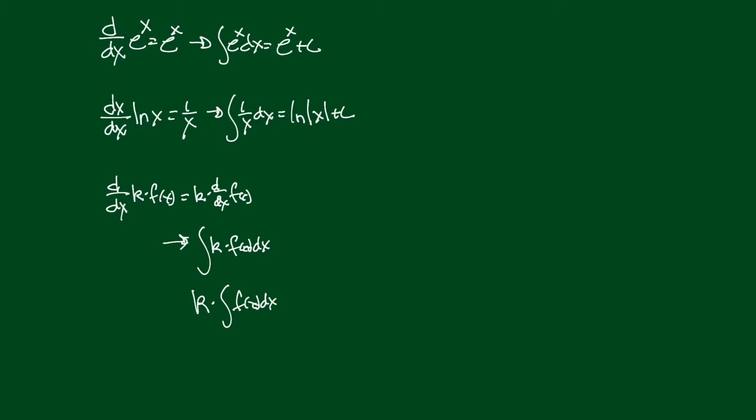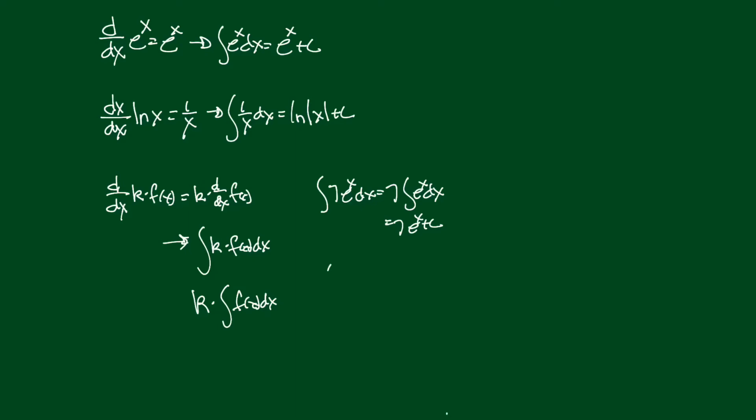So for example, if I want to antidifferentiate, say, 7e to the x with respect to x, I'm going to get 7 times the integral of e to the x dx, which is just 7e to the x plus c. Now, I don't really need to write that step. I know what's going to happen. So I can go from here to here.